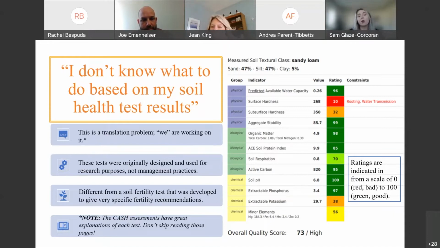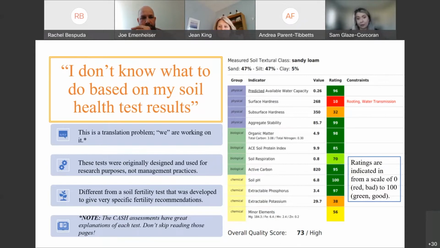I think something that's also important to be aware of is many of these individual tests, so I don't mean the CASH test, but I mean these individual tests like the ACE soil protein index, soil respiration, active carbon. These tests were developed for research purposes. Their origin story was not one where we thought we might ultimately be making management practice recommendations or decisions based on them. So we are obviously doing that now, but there has been a little bit of a learning curve for both scientists, ag service providers, and farmers to make sense of them. And we're getting closer and closer to that.